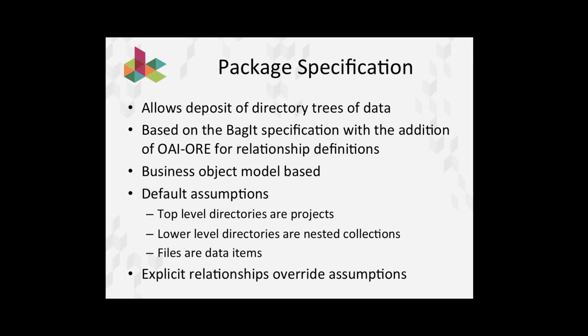When provided with no other instructions and pointed at the top of a directory tree, the package generator can automatically create a package. When it does, it assumes that the top-level directory represents a project. Any lower-level directories are collections and subcollections within that project, and files are data items within the collection corresponding to the directory within which they were found. In other words, the directory structure directly reflects the business objects, if you remember that term, within the repository where the data will be deposited.